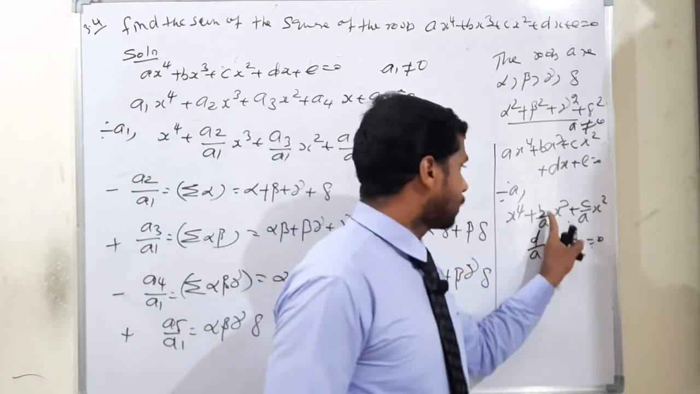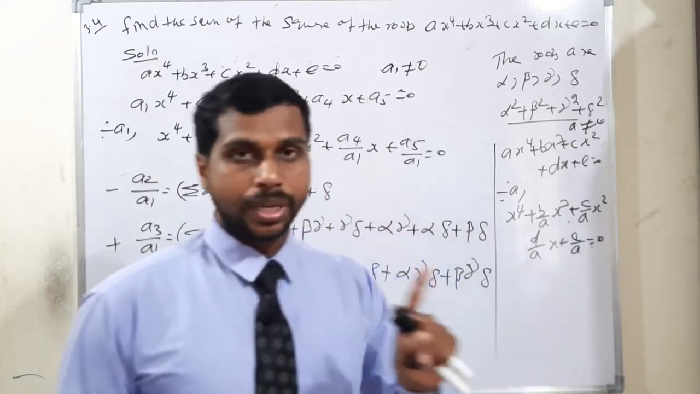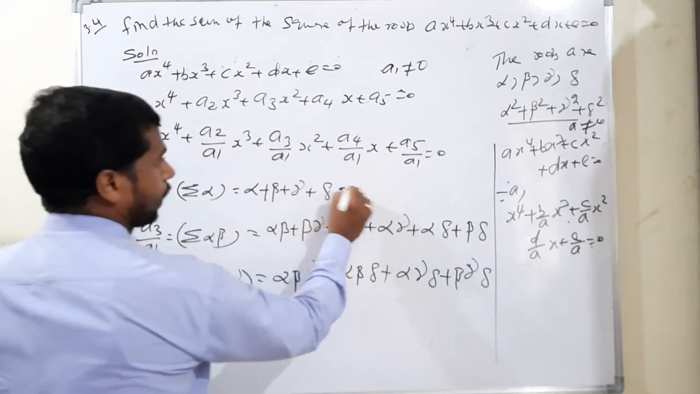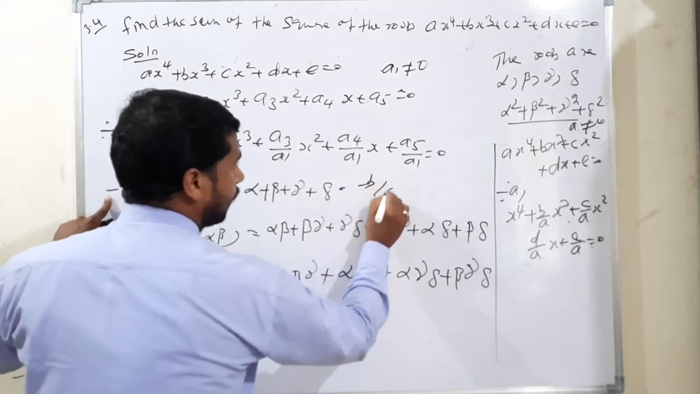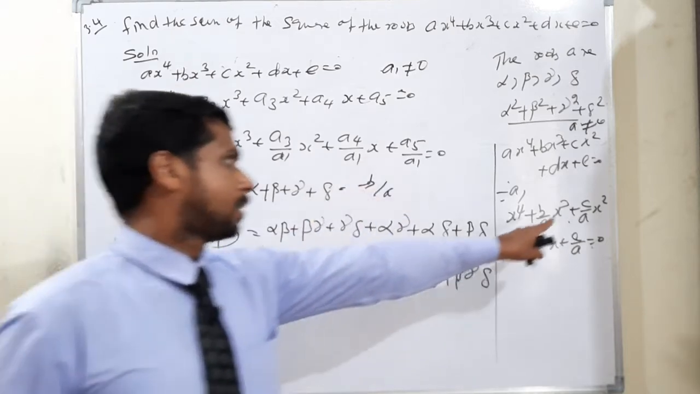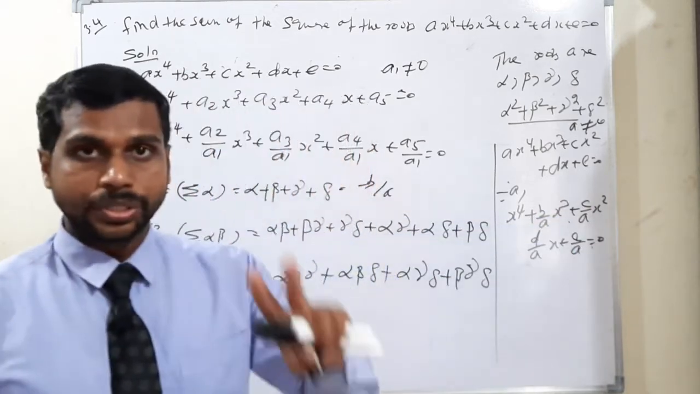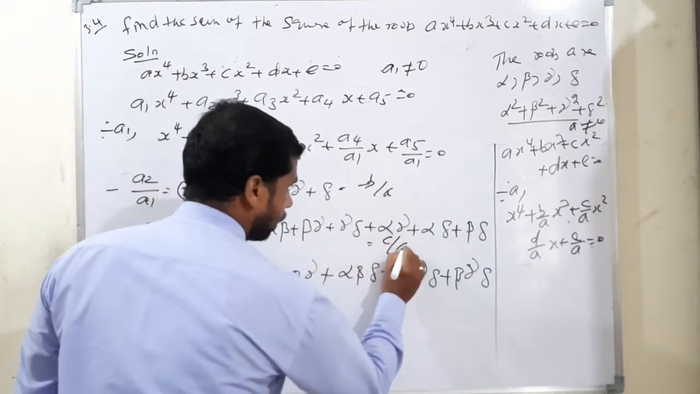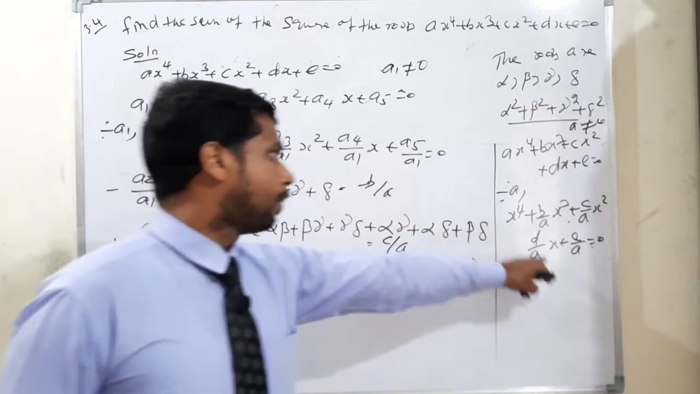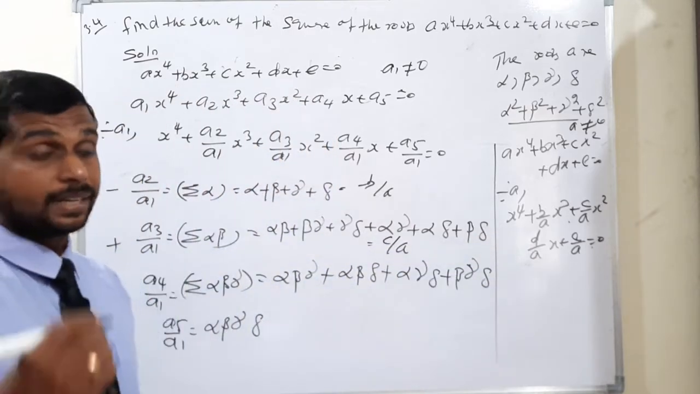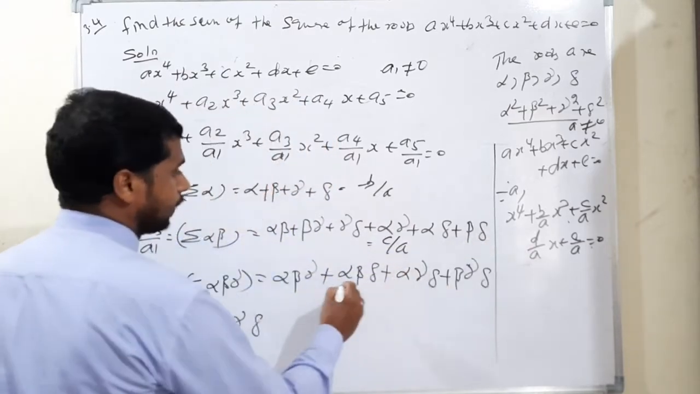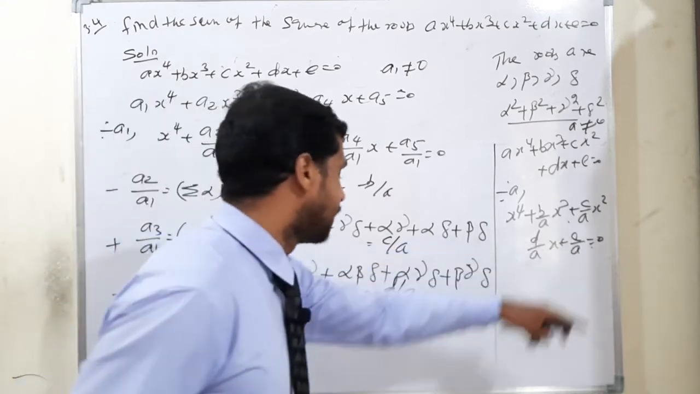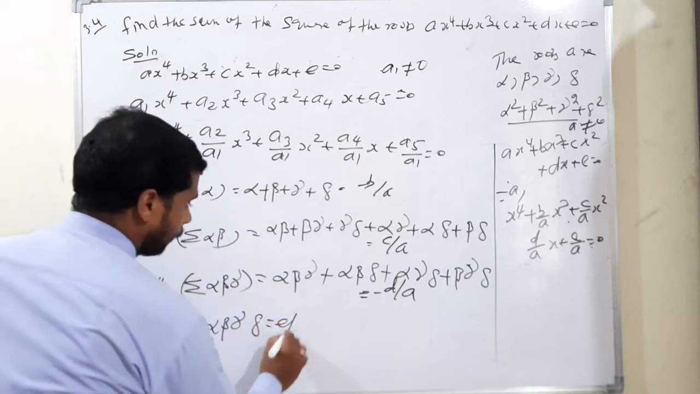So b by a, what is the meaning of b by a? Sum of the roots taken one at a time, so we can write minus b by a. Second condition, c by a means sum of product of the roots taken two at a time, that is called c by a. Next one, d by a, sum of product of the roots taken three at a time, that is called minus d by a. The last one, the constant, is e by a.